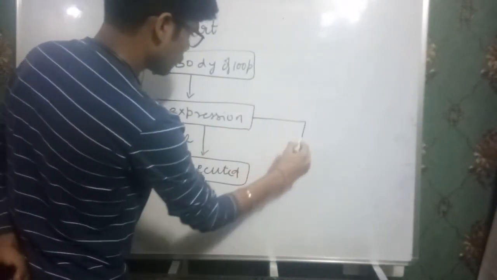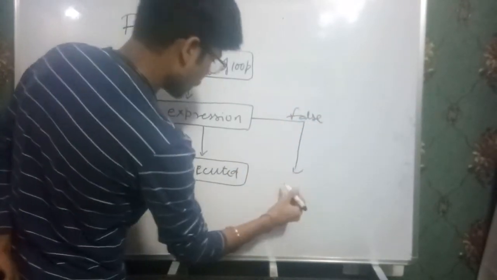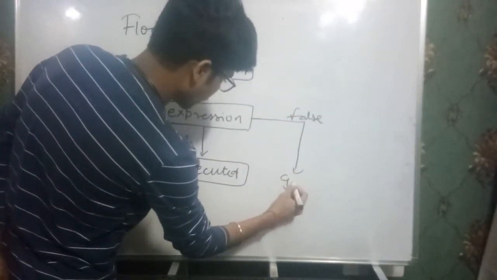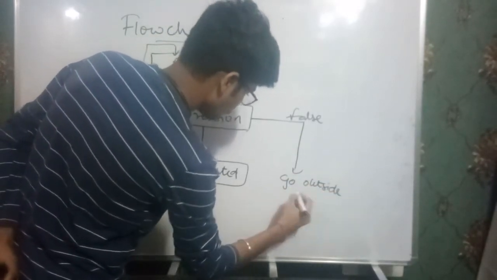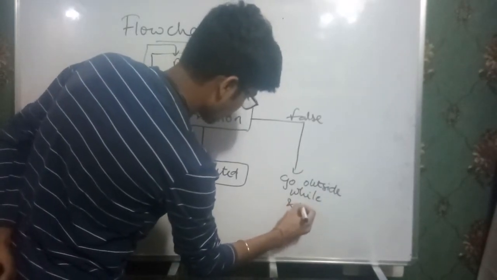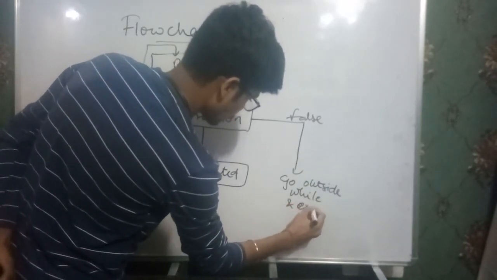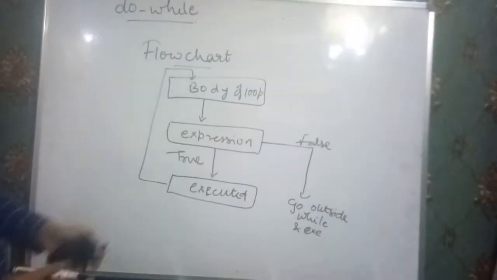But if this becomes false, then it will go outside the while and execute other instructions. So I hope you get it, the flow chart.